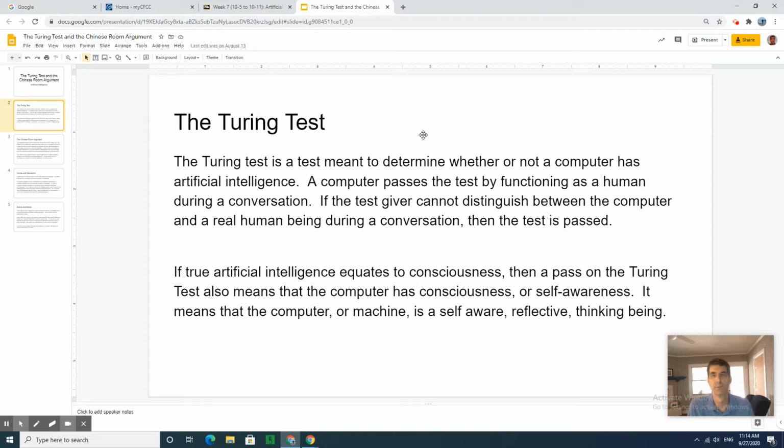It would be in the next room or something like that, and you would send messages to it, and it would respond. And after a set period of time, if you could not tell that it was a computer, then the Turing test would be passed. And if it's passed, it means that whatever is in the other room has artificial intelligence or consciousness, really, right? Is some kind of a self-aware being that can engage in its own self-directed thinking, and that is self-aware and all of those things that go along with being a thinking being, right?